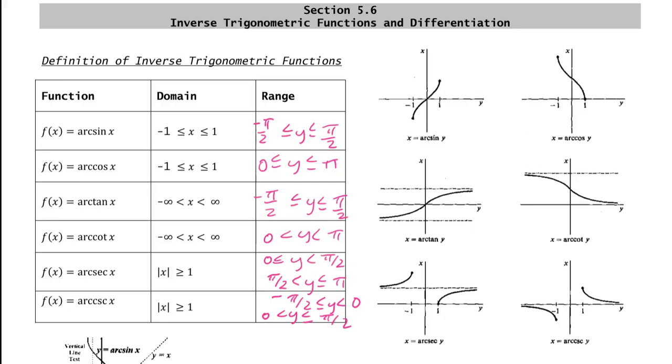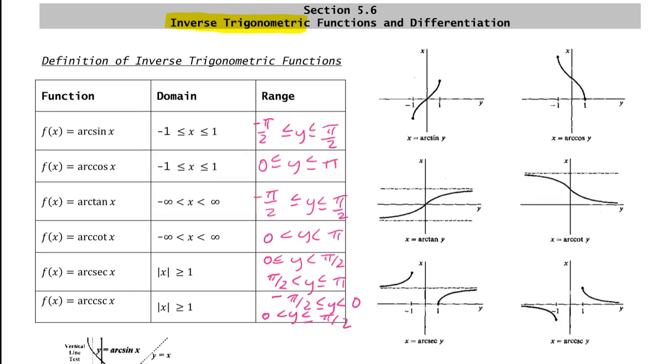Hey guys, we're back in chapter 5, even though we're in unit 2. So remember, unit 2, we're just looking at all these different ways to take derivatives, all these different formulas. So that's why chapter 5 is built in here. So today we're going to look at some inverse trig functions and differentiation with them.